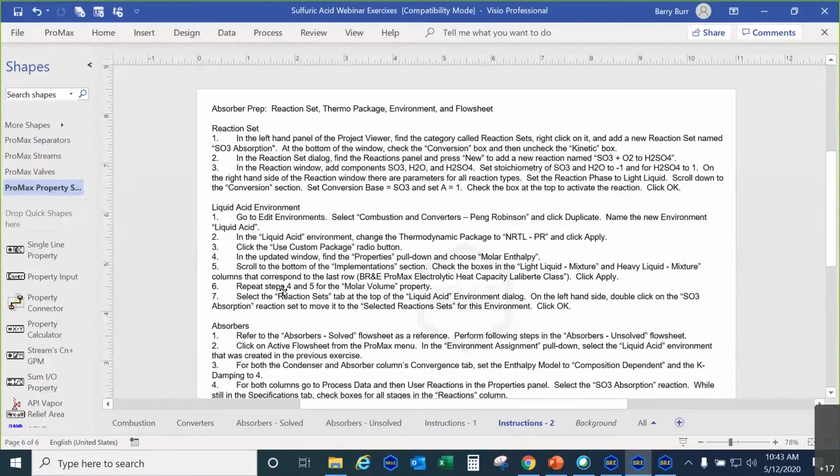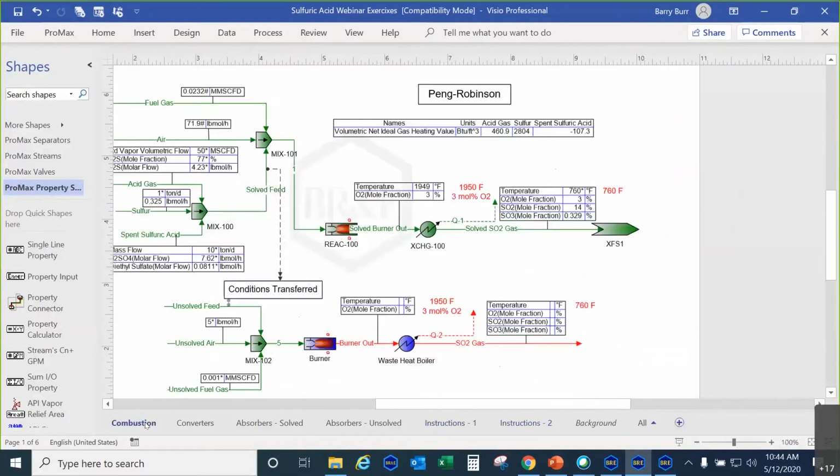And then also the NRTL environment. Here's a step-by-step walkthrough of how to configure that environment if you ever need to do that. And then the last one will be how to simulate the absorbers using this reaction set and this special modified NRTL environment. Okay, so let's go to the combustor. I printed out the instructions, so this time I'm not going to have to go back and forth. So I'm just going to read from the instructions and perform the steps on this flow sheet.